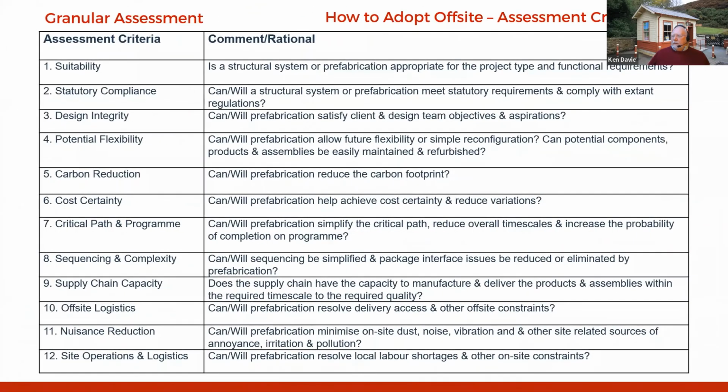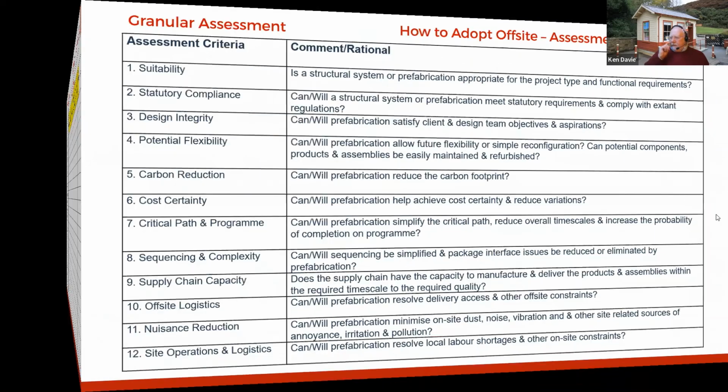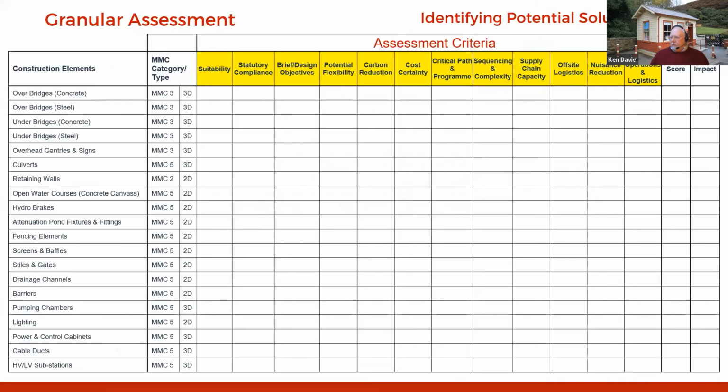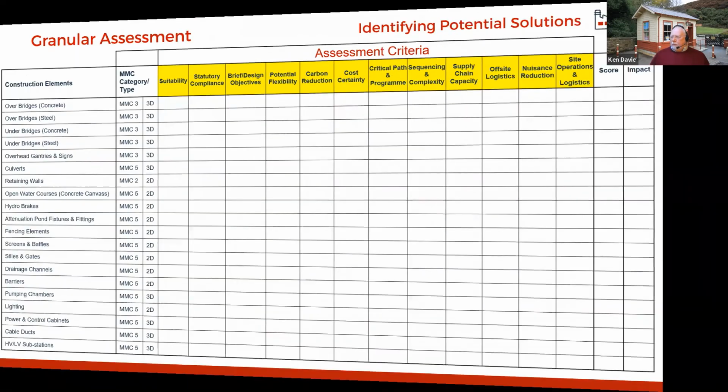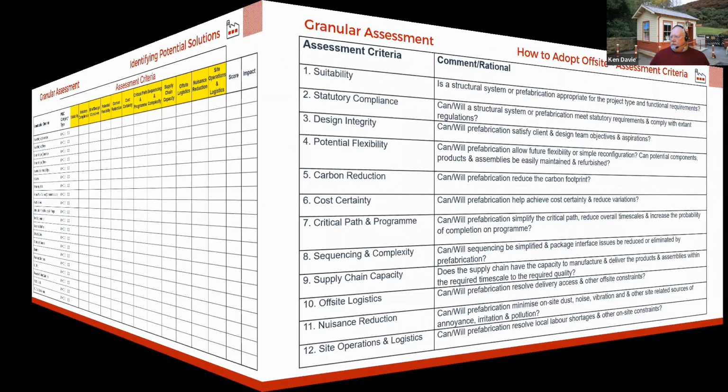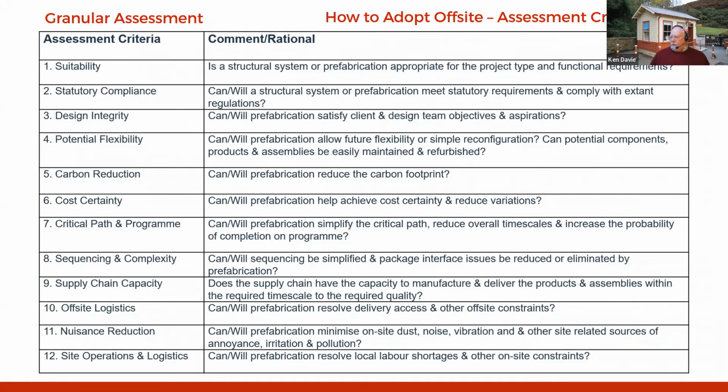And then the principle behind this with the categories. You've got the assessment criteria across the top. Obviously, you can see suitability, statutory compliance, etc. And then the principle behind that is to ask the question: is a structural system or prefabrication appropriate for the project type and functional requirements? Again, you approach it yes, no. You would score that in a binary system.